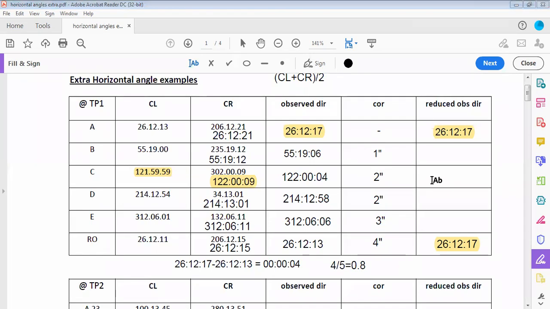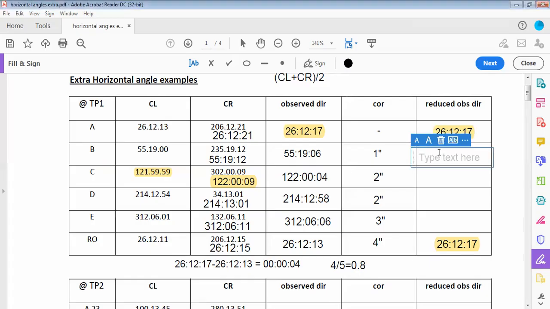Okay. So in order to get our reduced observed direction, remember this is seconds here, we're working with seconds. So we need to add your corrections to your observed direction. And why I say add and not subtract is because when we minus this one, this answer we got here, from this answer, it got us to a positive 4 seconds. So therefore, we're going to add, right?